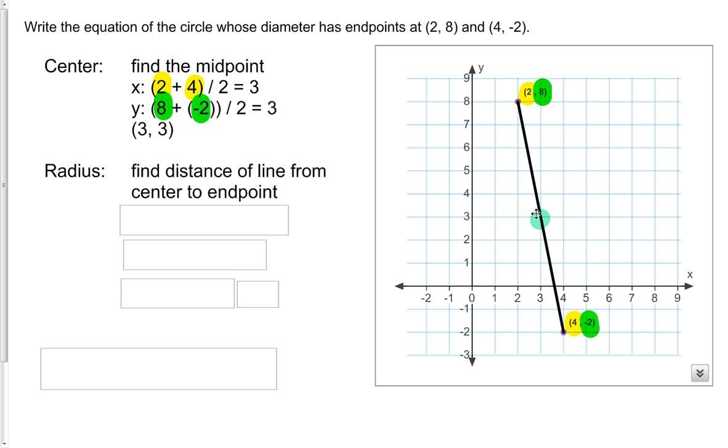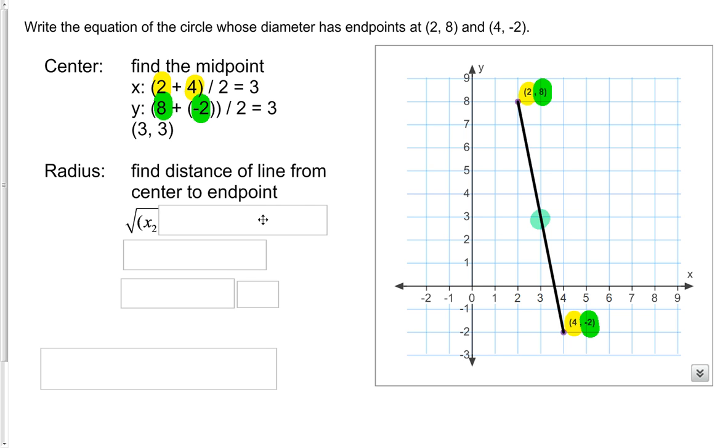The radius is going to be the distance from the center to any endpoint, including endpoints of the diameter. So now that we have a center and we have a couple endpoints, we can choose one and find the length of that segment using the distance formula, and then we will have the length of our radius.